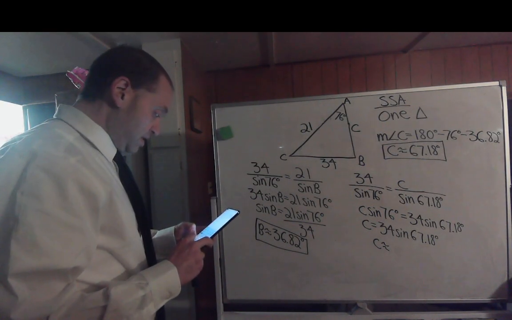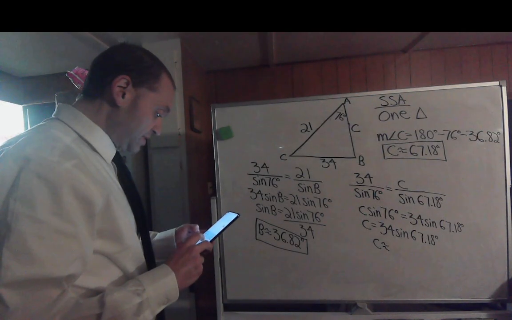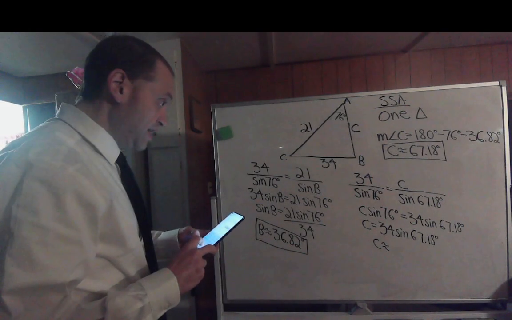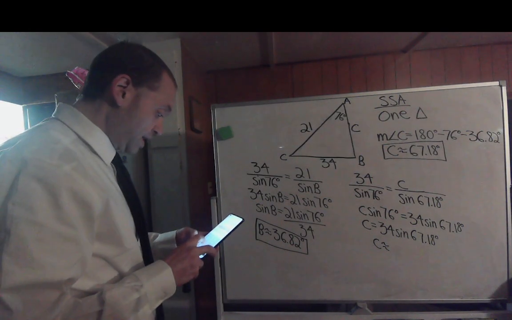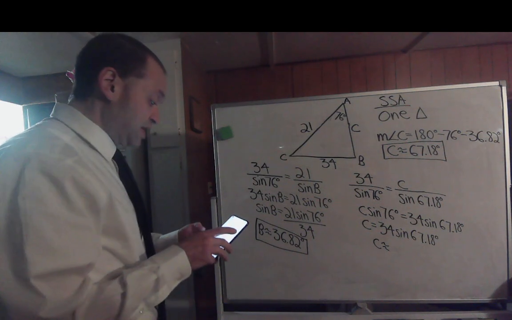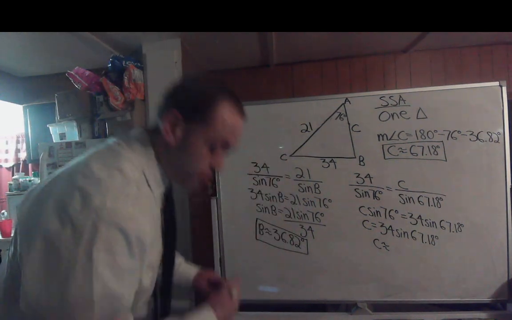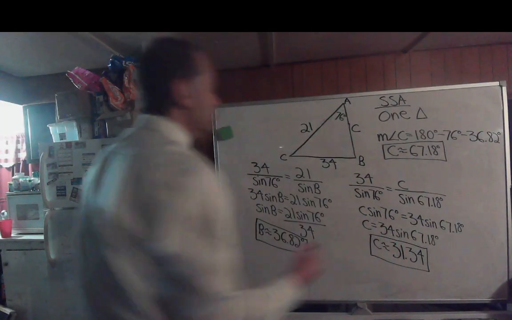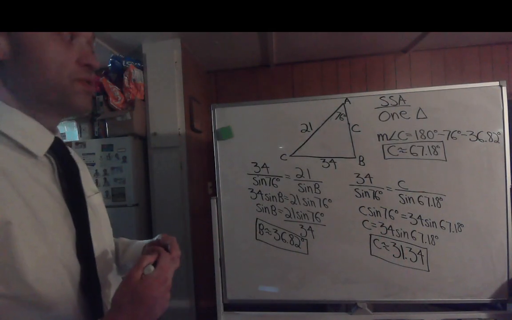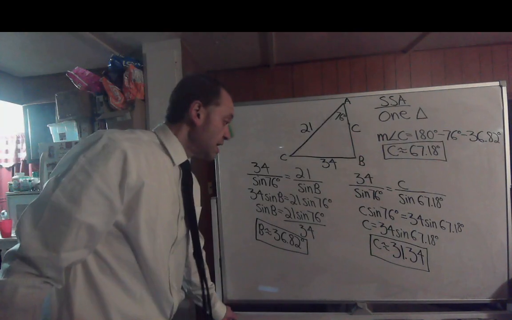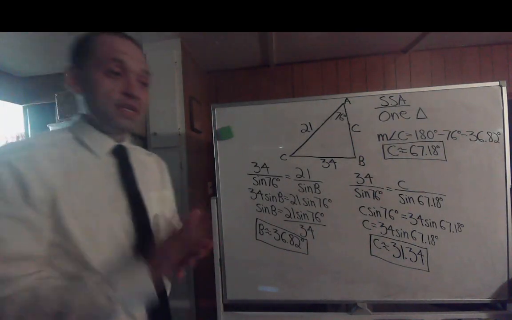So 34 times the sine of 67.18 would give you a length of about 31.34. So to 2 decimal places, side C has a length of approximately 31.34. And I think we'll call it for this lesson.